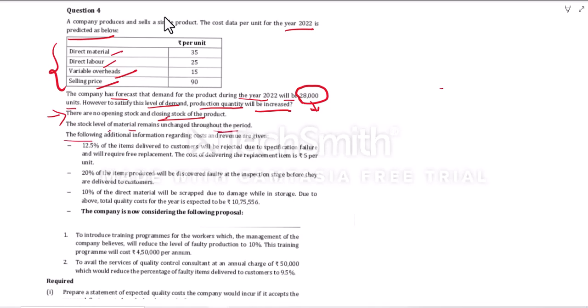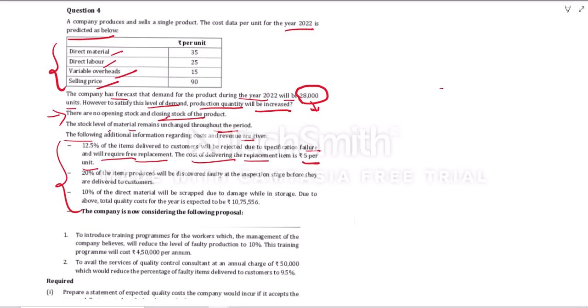The following additional information regarding the cost and revenue are given. What they have given: 12.5% of items delivered to customers will be rejected due to specification failure and will require free replacement. The cost of delivering the replacement is 5 per unit. Means product after going to the customer, they will find some failures in that and they will reject some products. So they have to replace the product and give it to the customers. It will cost 5 rupees for them for this cost of delivery.